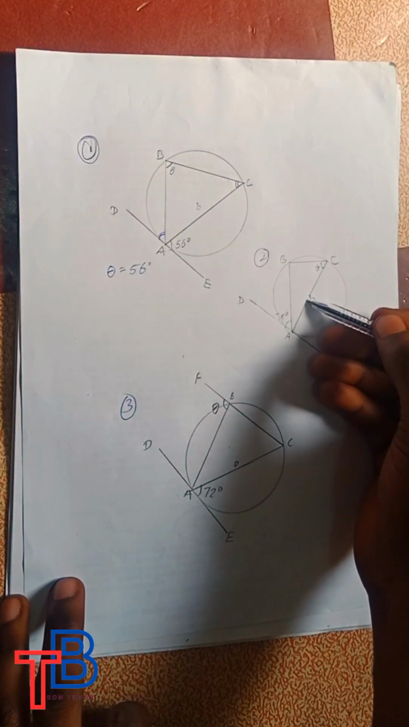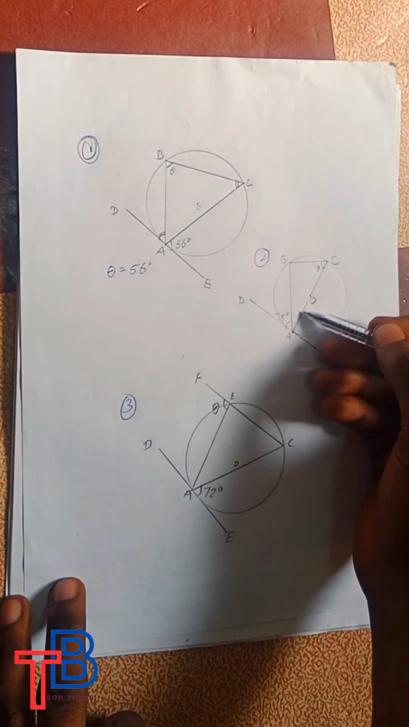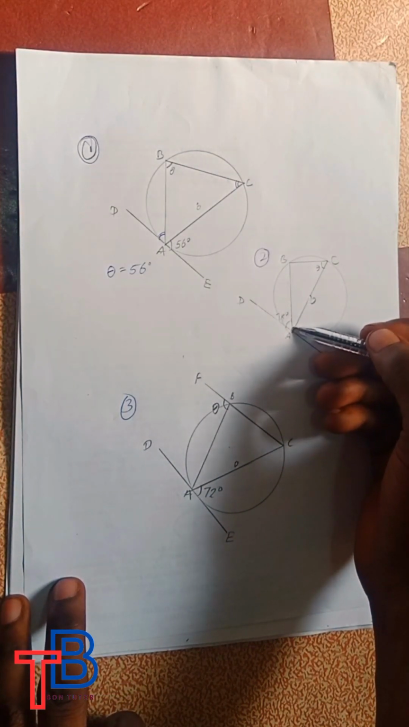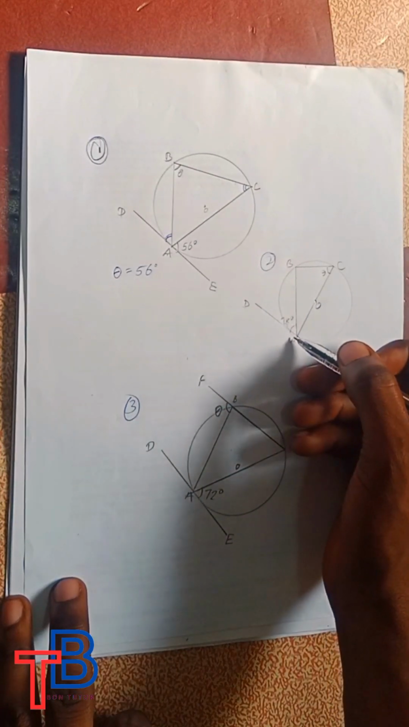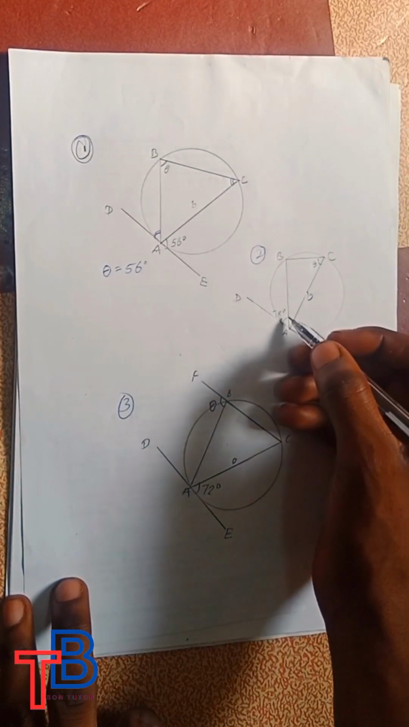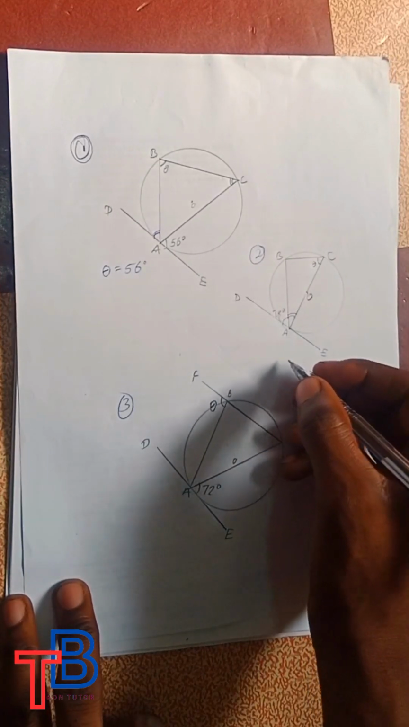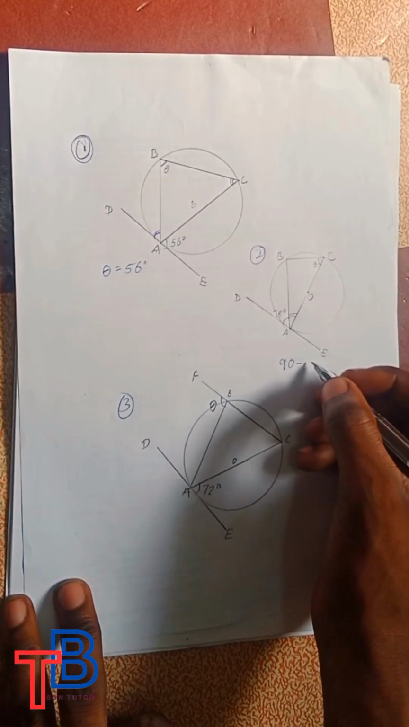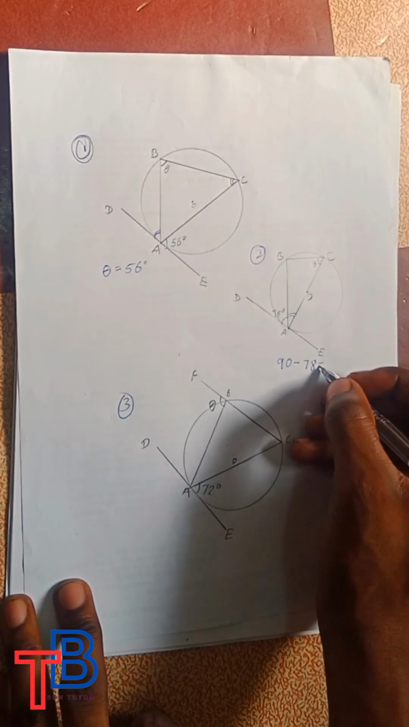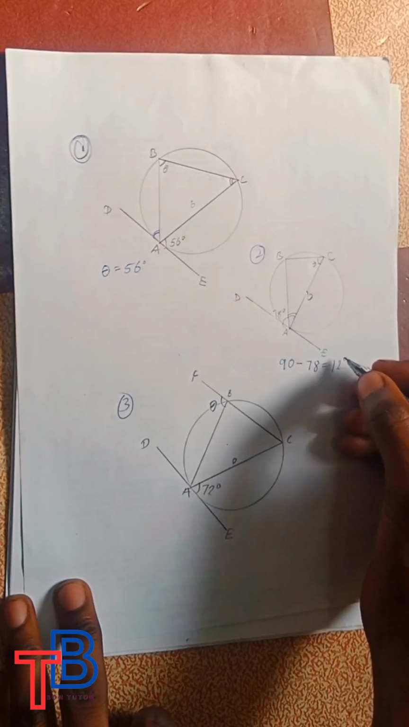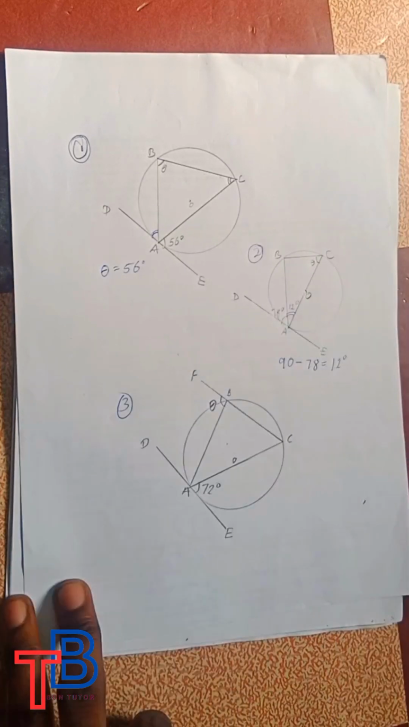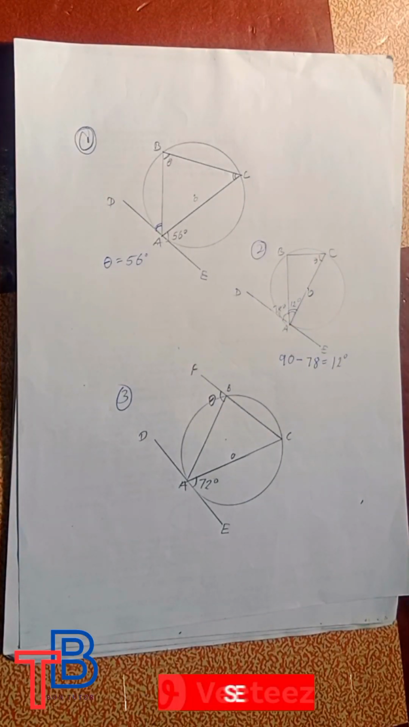Therefore, if this line is a radius and it makes 90 degrees with this line, the angle inside this triangle here will be 90 minus 78, which is 12 degrees. That is, the angle here will be 12 degrees.